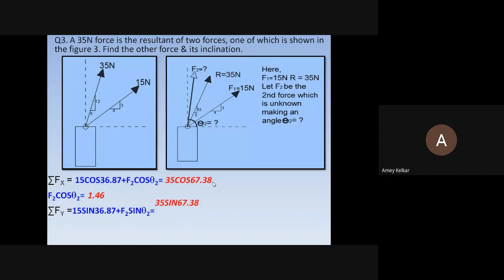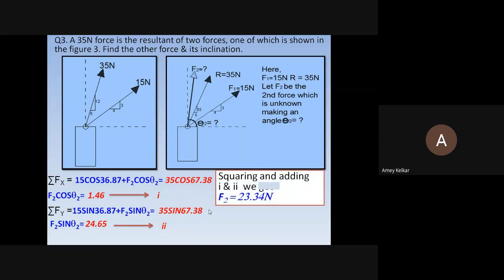Similarly, now we'll write the Fy equation, where this red colored part, 35 sine 67.38, is Ry, the y component of the resultant, because in the statement it is nicely mentioned that the 35 Newton force is the resultant. From this we get one more equation. Once we get this step, algebra comes into the picture. The mechanics part gets over here. Equation 1, equation 2. Squaring and adding 1 and 2, we can get F2. Dividing 2 by 1, we get tan theta, and the inverse gives the angle theta 2.